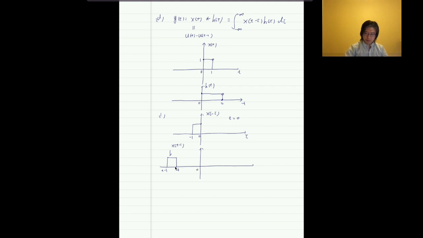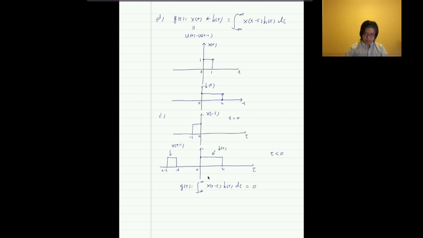And so now let's draw our h of tau. This is our h of tau. This is 2. In this case, it's basically the case where t is less than 0. In this case, clearly our output equals this. That will be 0, because there's no overlap between this and that. Multiplying these two functions will give you 0.